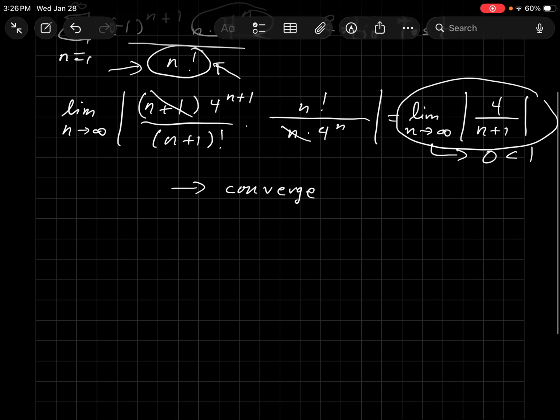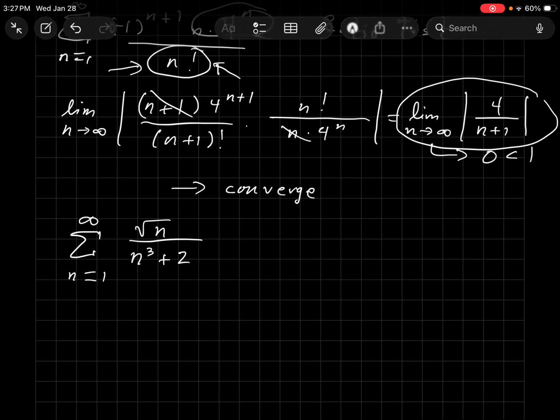Let's do our next problem. The sum from 1 to infinity of the square root of n over n cubed plus 2n. So I don't want to have to ask you this every time, but I want you to think, before I put the answer, will this converge or diverge, and which test would you use, and how would you know?